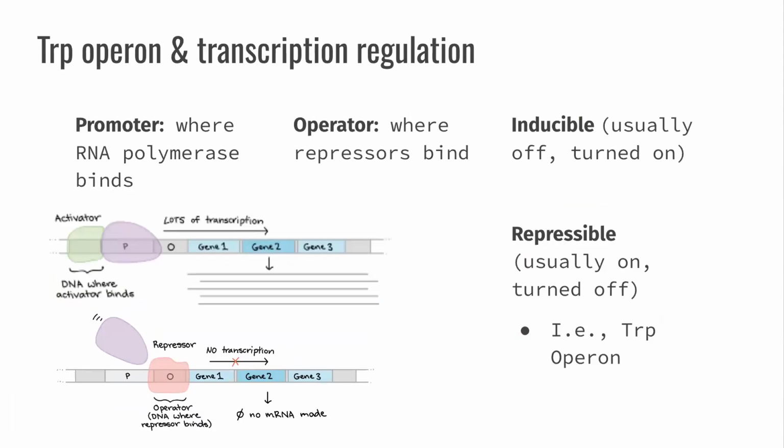The main operon that we talked about is the trp operon. To get into important terms that go with the trp operon, the promoter is where RNA polymerase binds. The operator is where repressors bind. An inducible operon is usually off, but can be turned on. And a repressible operon is usually on, but can be turned off. For example, the trp operon is usually on, turned off.